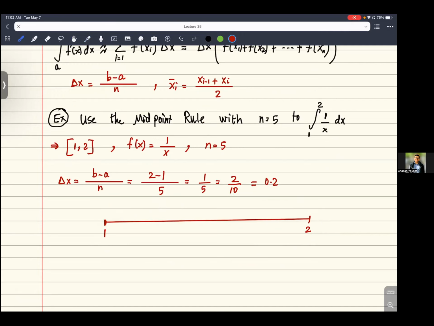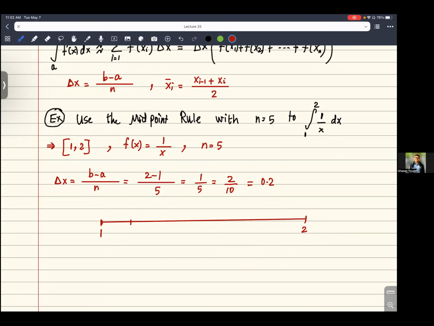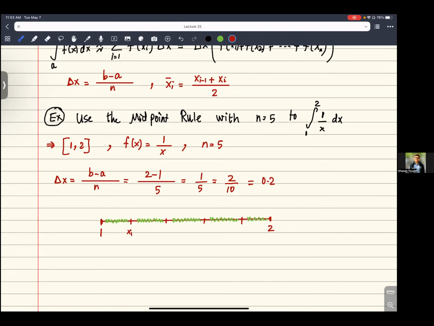Here is the first one, 2, 3, 4. I'm going to clean this up. So I have 5 subintervals: number 1, number 2, number 3, number 4, number 5. Now we need to find the values for x1, x2, x3, x4.